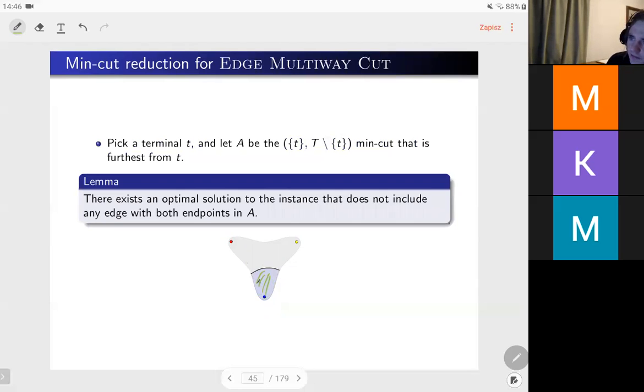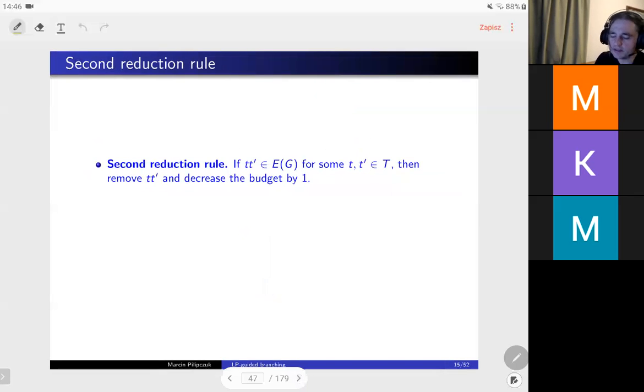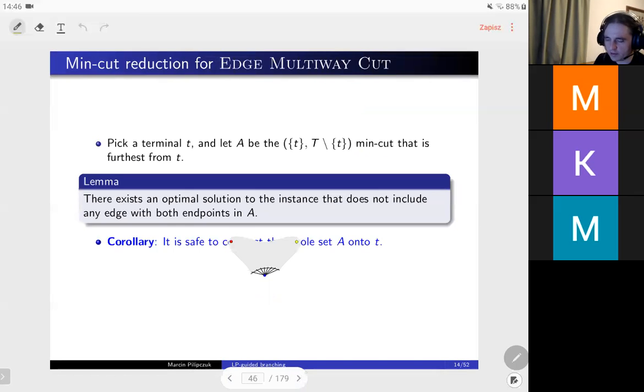Okay, so we actually can contract this area that was here onto this terminal, and reduce this area to a single vertex.